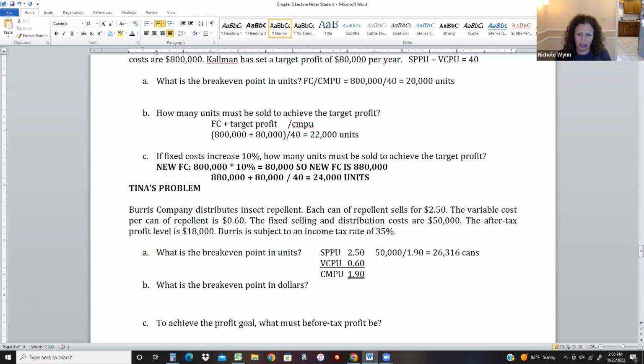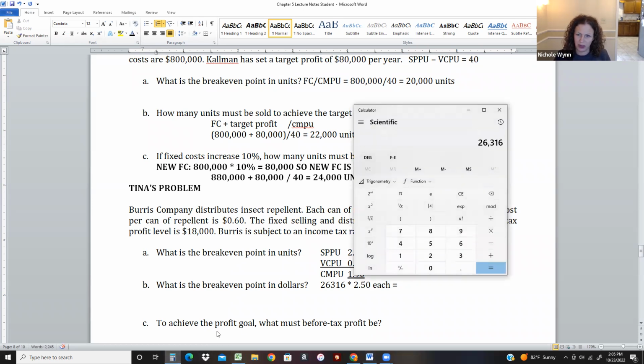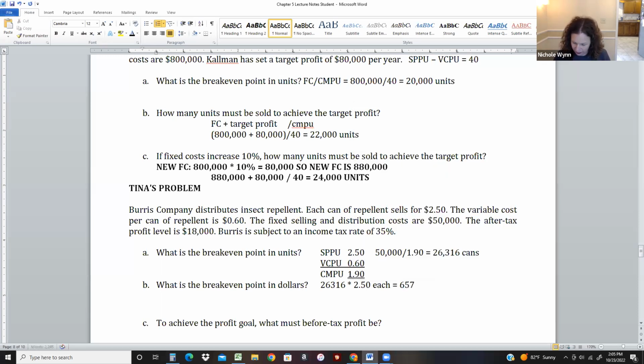If we want our answer in dollars instead, then we can take that number, 26,316 times 2.50 each, to figure out what that number is. So I would need to take the 26,316 times 2.50, which is 65,790 in dollars. The other way to do that is you could go ahead and find the CMR.